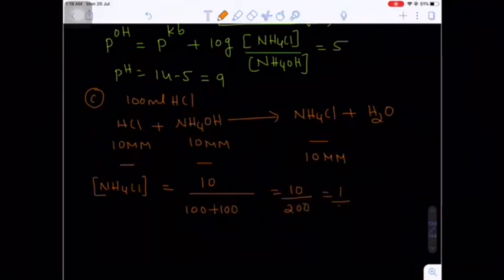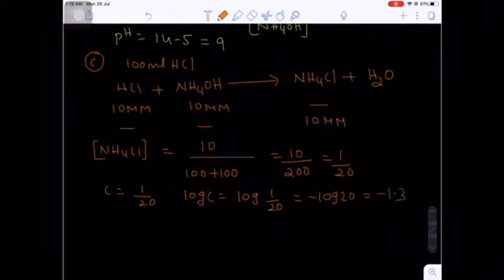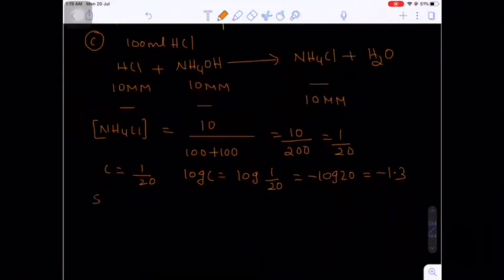Now what will be the total volume of the mixture? V1 plus V2, that means 100 ml of acid plus 100 ml of base. Are you getting my point? So 10 by 200, that will be 1 by 20. So what is the concentration here? C will be 1 by 20. Do you know log C, that is log 1 upon 20. Shall I write this as minus log 20? Log 2 value is 0.3 and log 10 value is 1, so 1.3, that is minus 1.3.